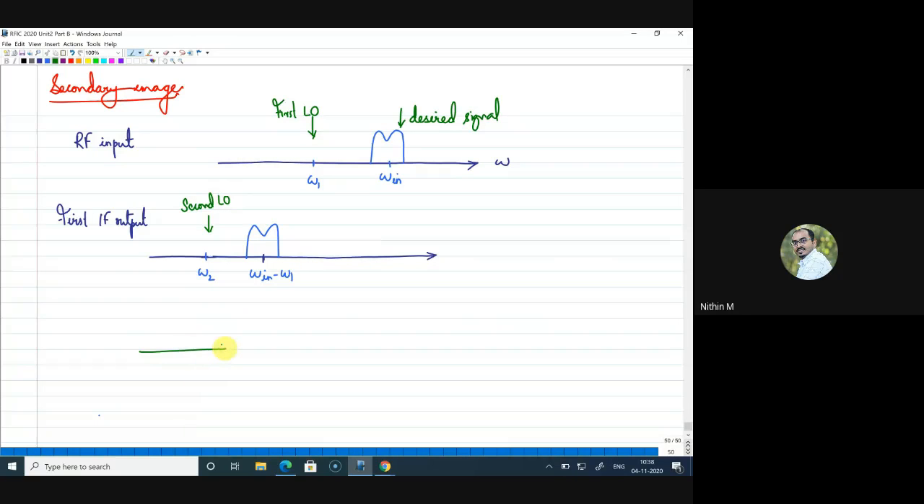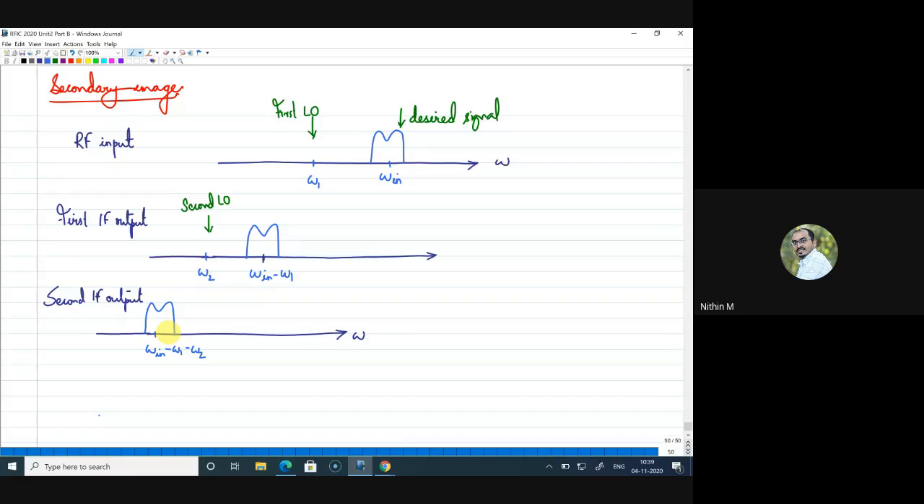Now if I look at the output of the second mixer, again it will be down converted to a somewhat lower frequency. If I draw that here, what will be that frequency? Can you tell me what is the second IF output? Can I get a response in the chat box? Second IF output, it is omega in minus omega 1 minus omega 2. Very good. Yes. So this is your second IF output, omega in minus omega 1 minus omega 2, right?